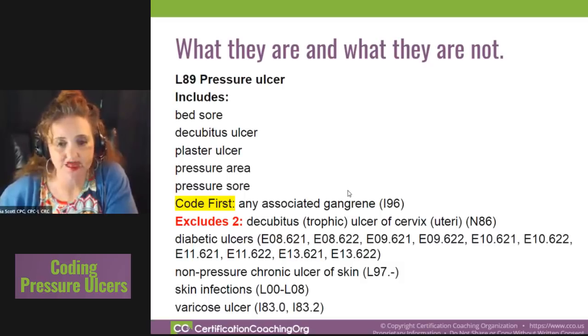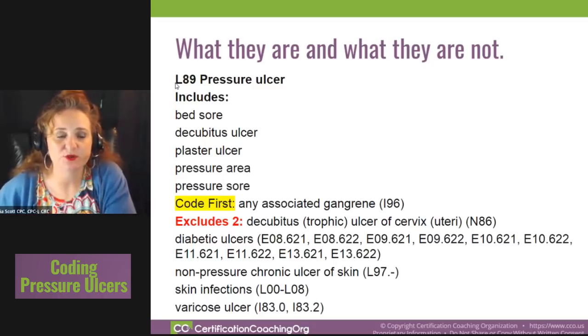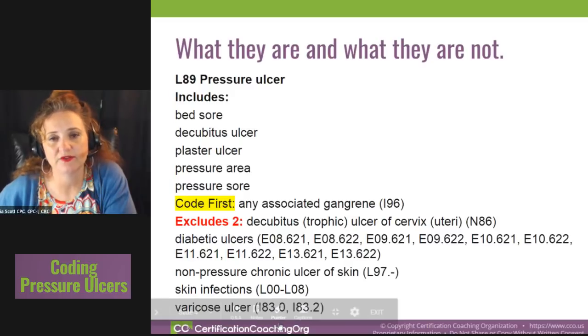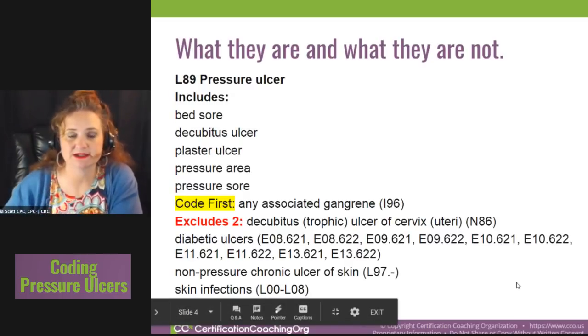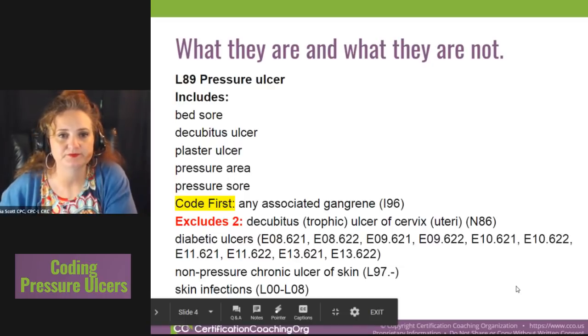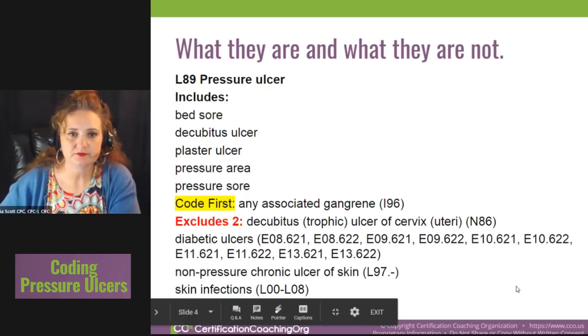It's very important that you understand. Don't worry about the chapters that these are found in. It's that first character. So L, whenever we do L, you're thinking skin. E, endocrine system, diabetes. I, cardiovascular system. So we can think of the disease process and what body system we need to be in.